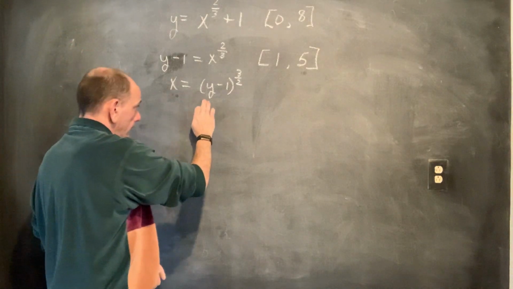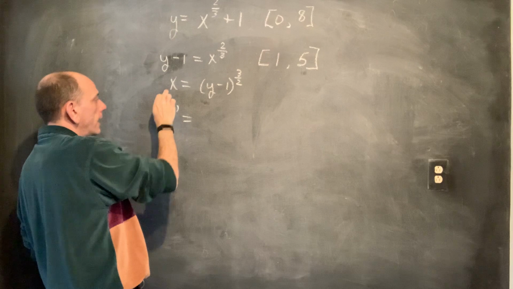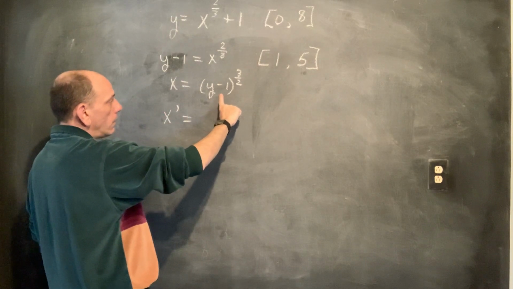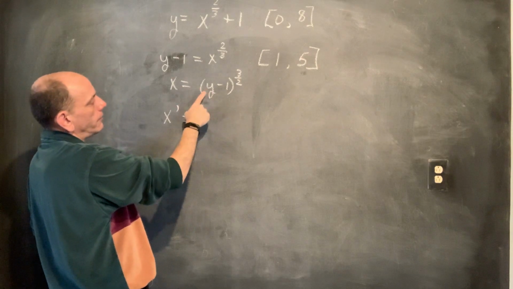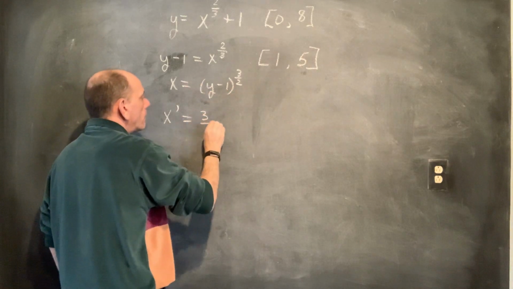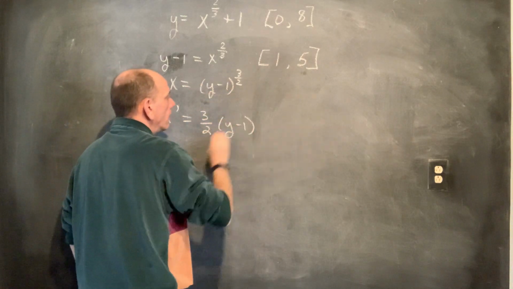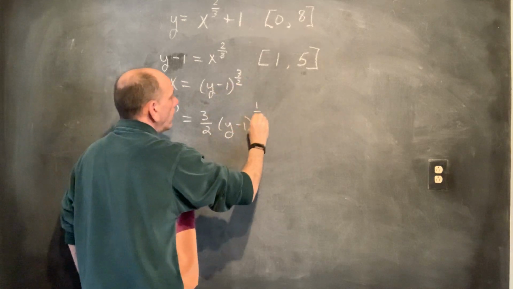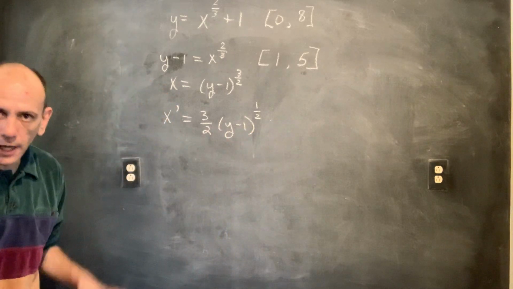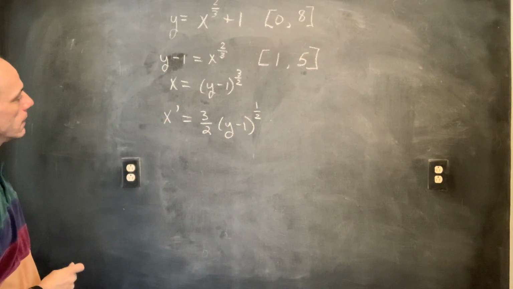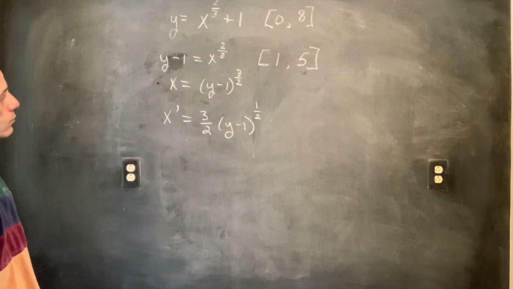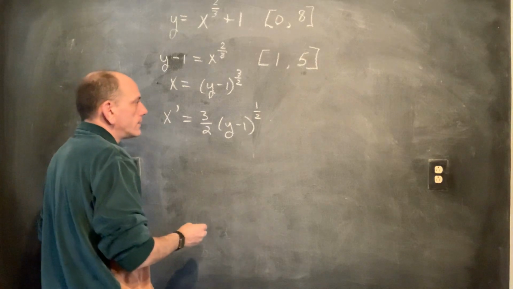What we have here, we're just looking at x prime, right? We're looking at the derivative of x with respect to y. It's a composite function, so chain rule. But the inside derivative, the derivative of y minus 1 with respect to y, is just 1. So it's really just the outside: 3/2 times y minus 1 to the 1/2 power. It's multiplied by 1, because the derivative of the inside is 1. So we took the derivative of x with respect to y. Great. Now we can actually set up our integral.